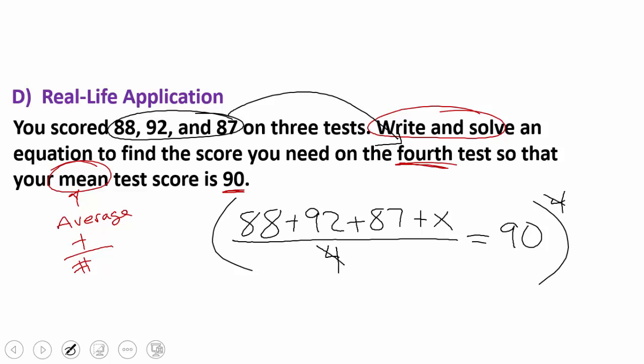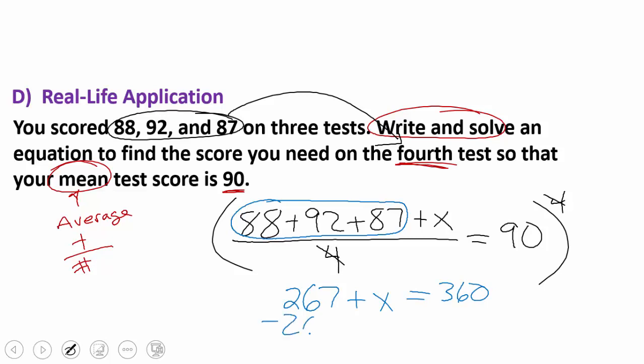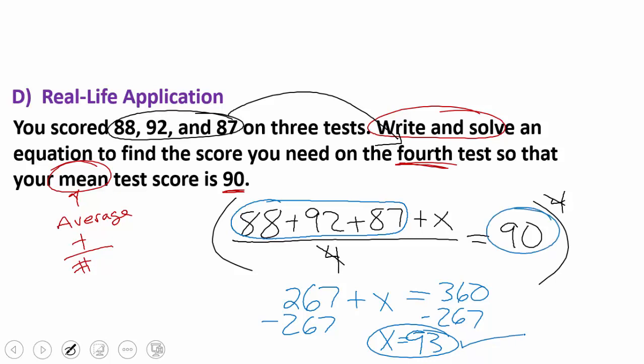I can combine all these like terms. Now, it sounds like I'm kind of going out of a wacky order, but remember, I can combine all those like terms. When I combine all those like terms, I get 267 plus x. The 90 times the 4 on this side is 360. Now I subtract the 267, and I find that I have to have a test score of 93. I got to have a 93 on my next test if I want a mean average of 90. So here's the final answer.